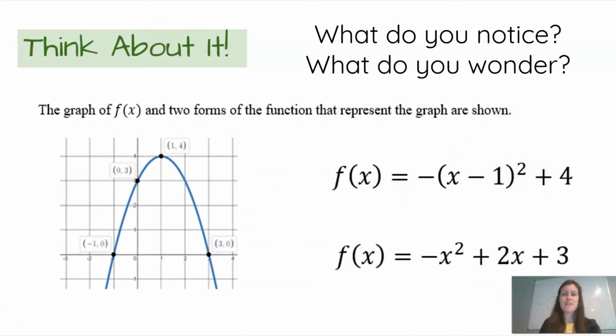Let's begin today with a Think About It task. Today's Think About It task asks you to notice and to wonder about the graph of f of x, which is shown here on the left, and two different forms of the function that represent the graph of f of x, which are shown here on the right. What do you notice? What do you wonder? And now let's hear from my family to see what they noticed and what they wondered. As you listen, see if any of the things that they noticed were the same as what you noticed, and see if any of the things that you wondered were answered by my family.